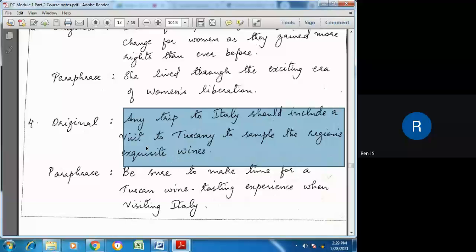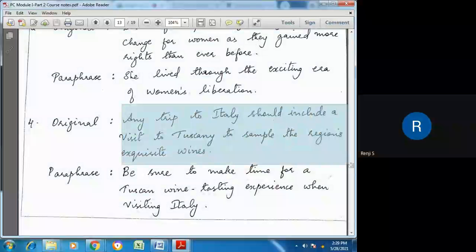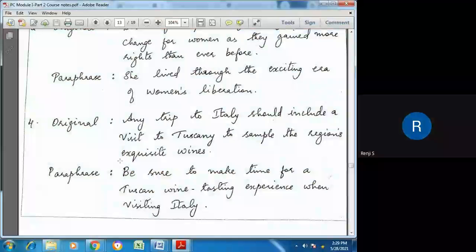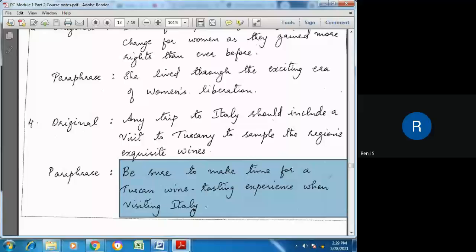So how can we modify this sentence? Any trip to Italy should include a visit to Tuscany to sample the region's exquisite wines. Sample means you're just tasting the region's extraordinary wines. We can paraphrase it like this: be sure to make time for a Tuscan wine tasting experience when visiting Italy. That is, when you're going to visit Italy, make sure to find time to taste Tuscan wine.